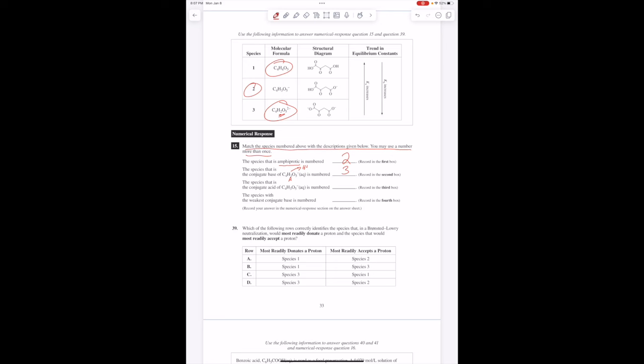The species that is the conjugate acid of this, so that means this is a base, so bases grab protons, so this becomes C4H4O5, so that would be number 1. The species with the weakest conjugate base is numbered... so the strongest acid would have the weakest conjugate base. Okay, and it's saying here that Ka increases, so this is my strongest acid. So I'd say it's 1 again. 2, 3, 1, 1. That looks right.